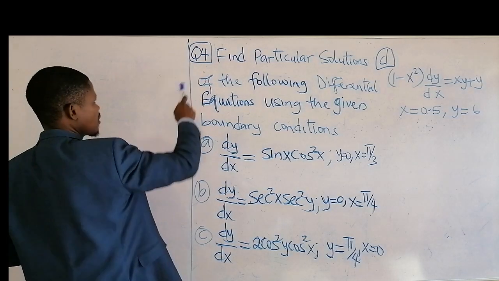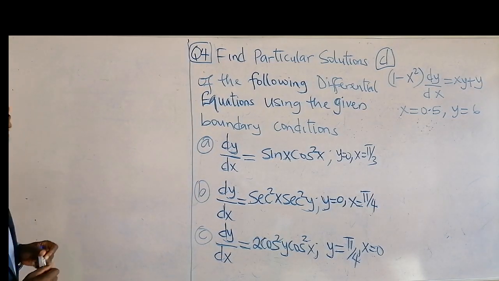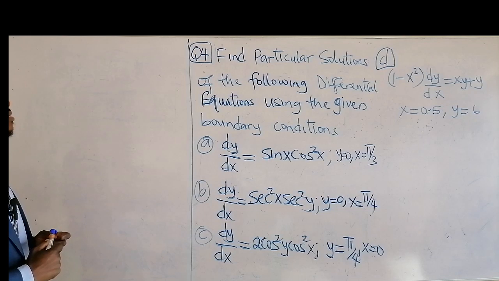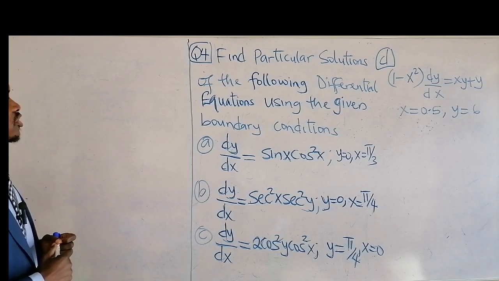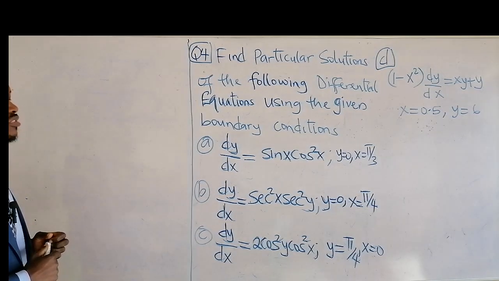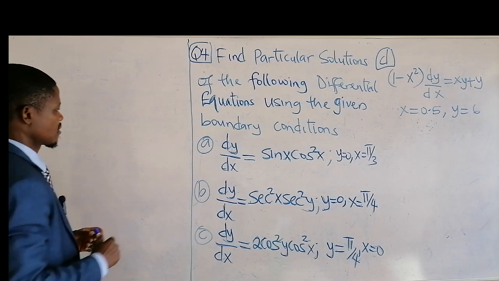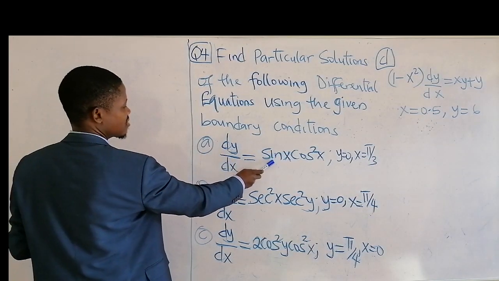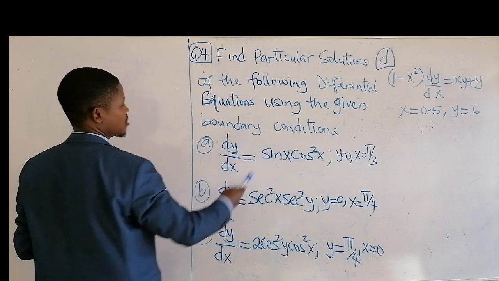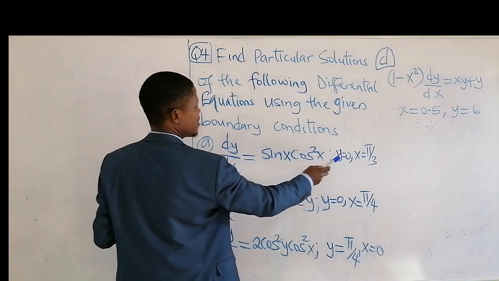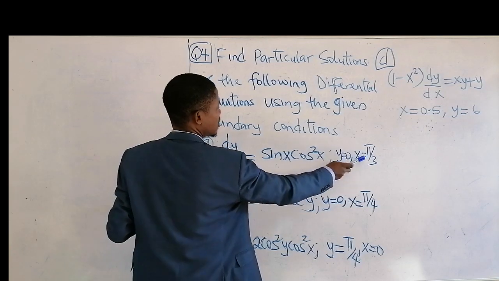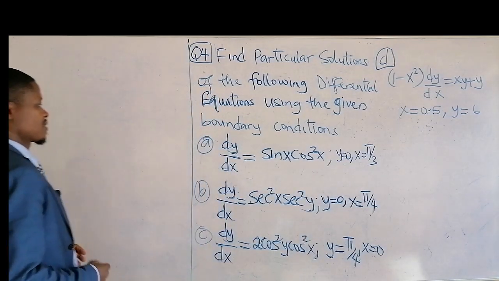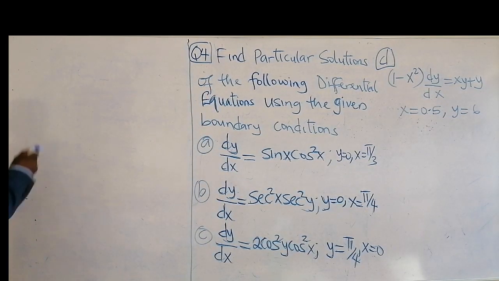4. Find particular solution of the following differential equations using the given boundary conditions. For the a part, we have dy/dx equal to sin x cos square x. And then the boundary condition is y equal to 0, x is pi over 3. So let's see the solution to the first one.